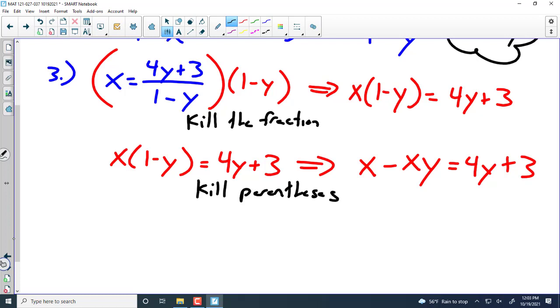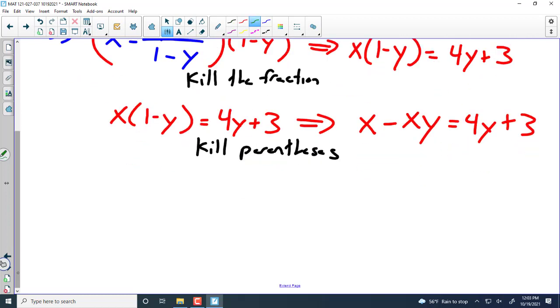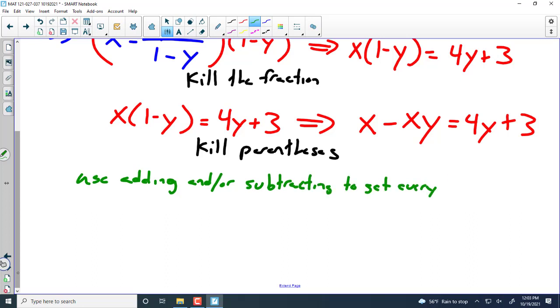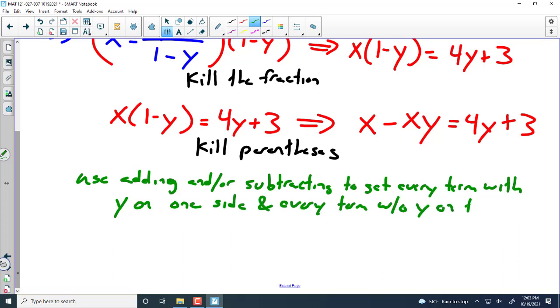Now let's take a step back and remember what we're trying to do. What are we trying to do? We're trying to solve for y. So here's what we'll do. Use adding and or subtracting to get every term with y on one side and every term without y on the other. There are some things that have y's in them, some things that don't. So what we'll do is we'll get everything with a y on one side and everything without a y on the other side.